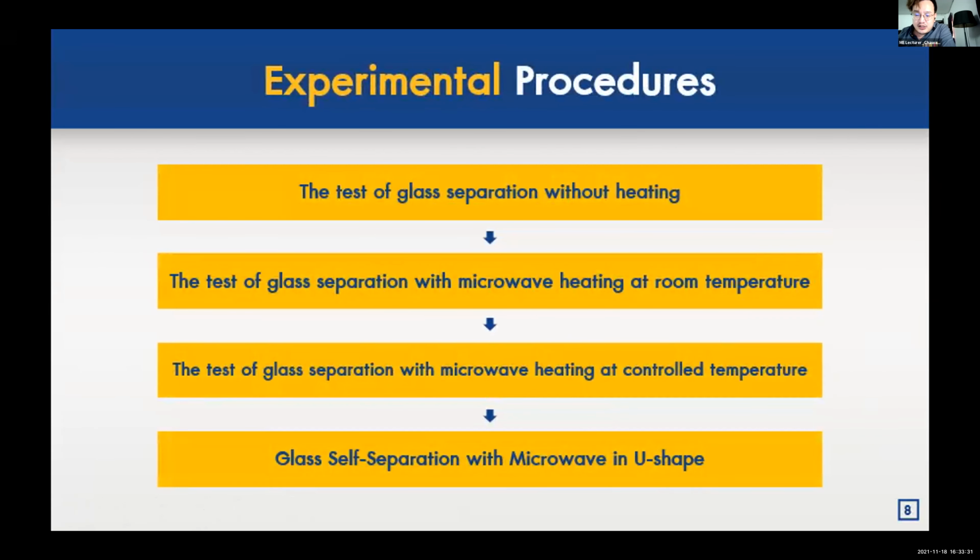So this is our experimental procedure. We test the gas separation without heating first, and then we test the gas separation with microwave heating at room temperature. It means that we put it in the microwave and heat it up, and then let it go back to room temperature before we test the force. And then we do it again at controlled temperatures. And after this study, we try to design the automatic line to recycle the panels. So we do the shape of the panels in different shapes.